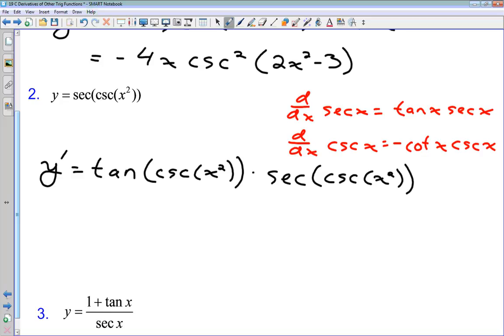So the derivative of our outer function secant has two terms in it. So we've got to have that inner function cosecant x squared subbed into each of those two terms. Chain rule. This gets multiplied by the derivative of that inner function. So what is our inner function? Cosecant x squared. Derivative of cosecant also has two terms. So into each of those two terms, we're going to sub the function that is subbed into cosecant, which is our x squared. So this is going to be negative cotangent x squared cosecant x squared.